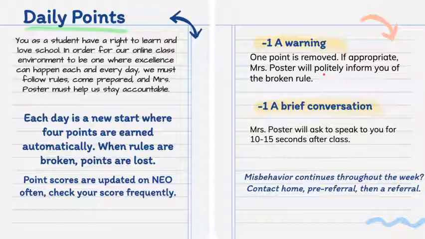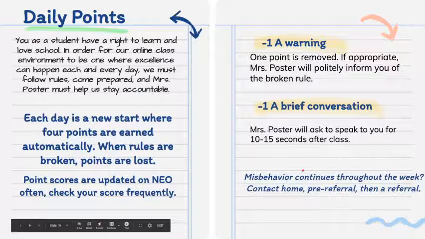If more than one rule is broken, you've lost more than 1 point in one class, I'll hold you after for just 10 or 15 seconds just to let you know. Like, hey, so-and-so, you lost a couple of points today because you broke rules 1 and 3. If that behavior continues throughout the week, it's going to lead to contact home and a referral. But keep in mind, you start fresh every single day. It's just my way of letting you know where we're at.